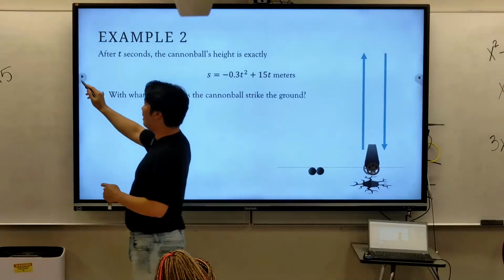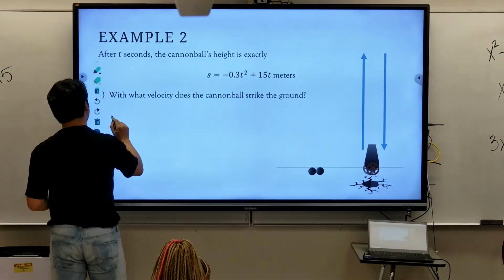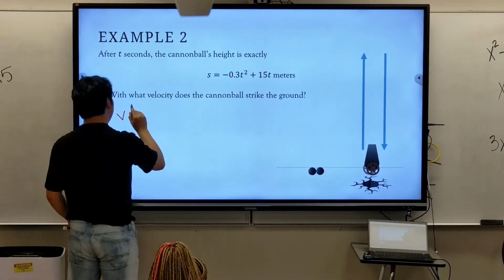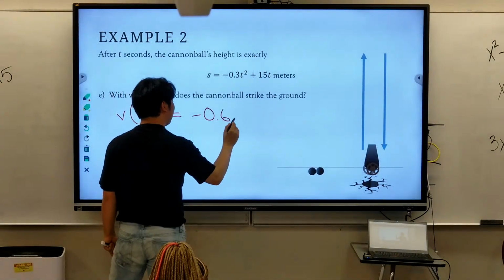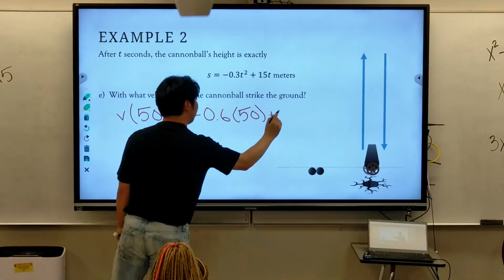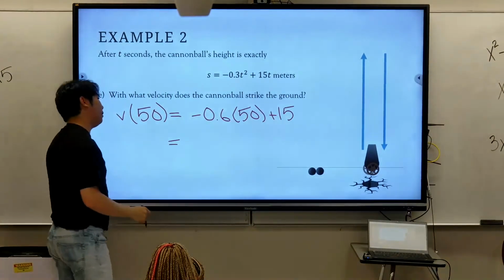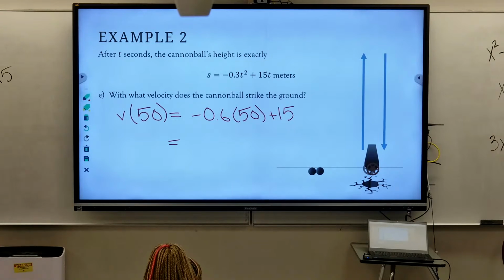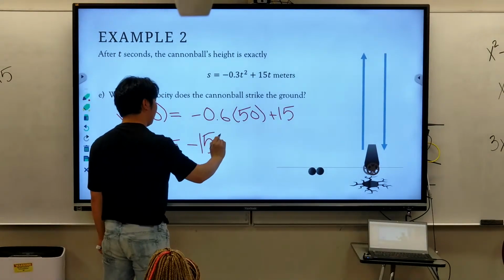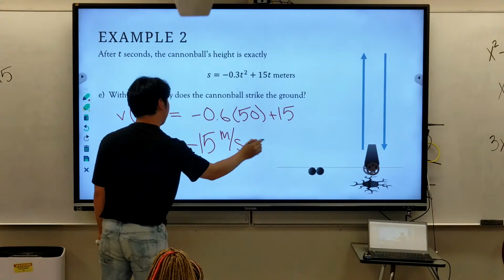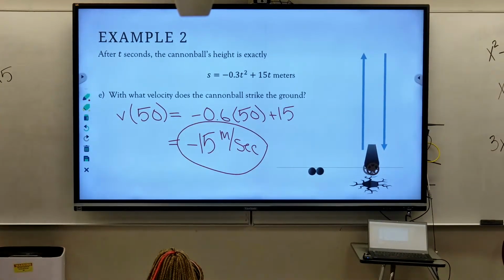So again, we know it hits the ground at 50 seconds, and I have my velocity function. So I'm just going to plug in 50 for t. So I get negative 0.6 times 50 plus 15. So negative 0.6 times 50, what do we get from that? Negative 30? And then negative 30 plus 15, I believe we get negative 15 meters per second. Again, we're expecting it to be a negative velocity because it's going down.